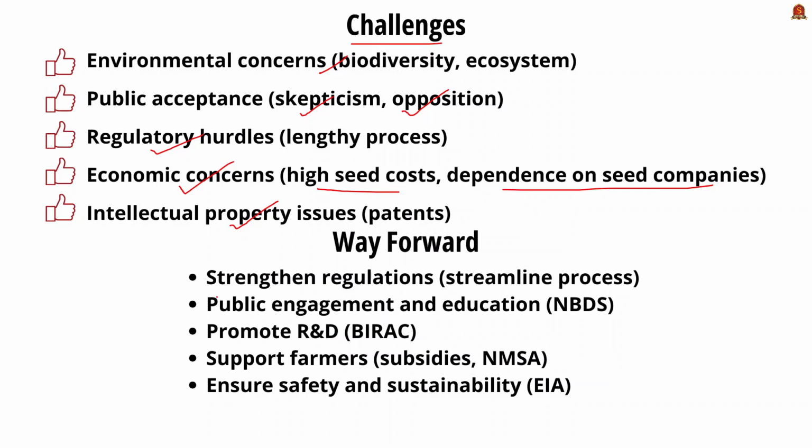Now let us see the way forward. We have to strengthen regulations, streamlining the review and approval of GM crops. There should be public engagement and education regarding GM crops. So this will reduce the skepticism and opposition to GM crops. We should also promote R&D to ensure the safety of GM crops in the ecosystem. The farmers have to be supported by providing subsidies for buying seeds. We should also ensure the safety and sustainability of GM crops in the long run.